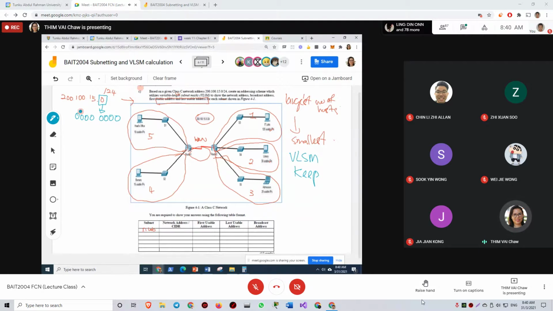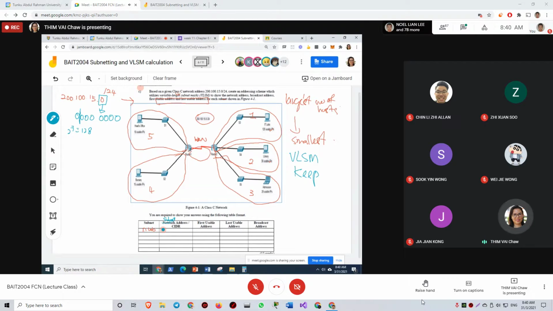Because 7 bits over here, I have 2 power by 7. I will be able to get 128. So in this case, what is your network address from this one? Network address or subnet address are the same. And then slash CIDR is the prefix length. You need to give a prefix length at the same time.